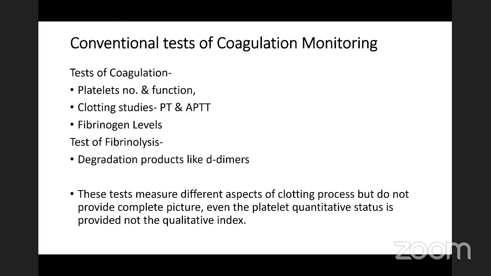The conventional tests of coagulation monitoring include platelet number and function, coagulation clotting studies like PT, APTT, fibrinogen levels, and the tests of fibrinolysis, which are degradation products like D-dimers. These tests measure different aspects of the clotting process but do not provide a complete picture. Even platelet quantitative analysis is not provided, nor the qualitative index.